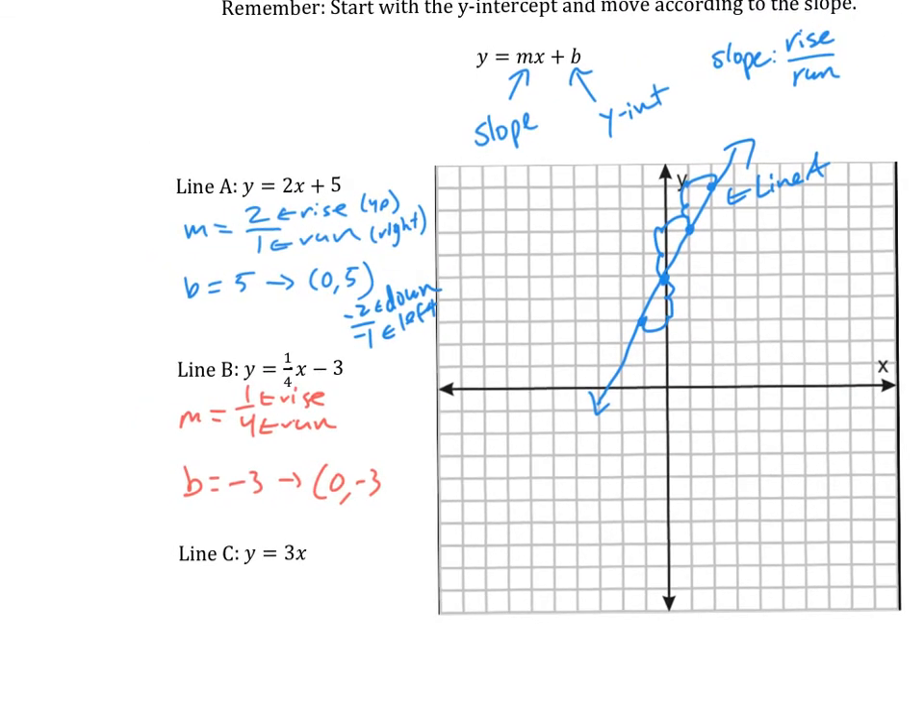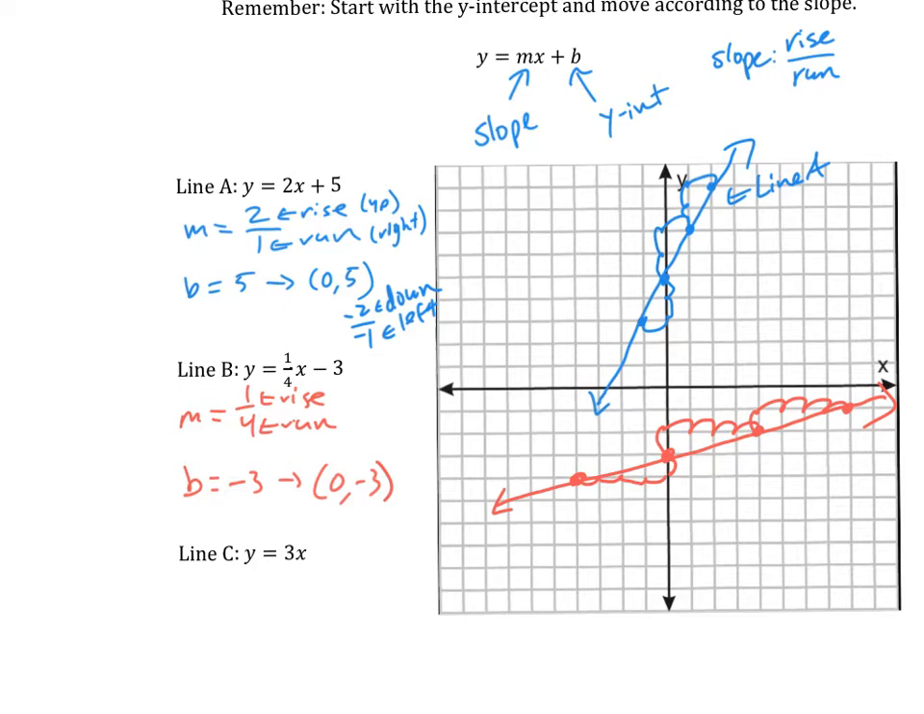So we'll start at 0 and go down 3 right there on our y-axis. And then we're going to go up 1 over 4. Up 1 over 4. Or we could go down 1 and to the left 4. All right, this is not a very steep line, but it is positive overall, so we know that we did it correctly.